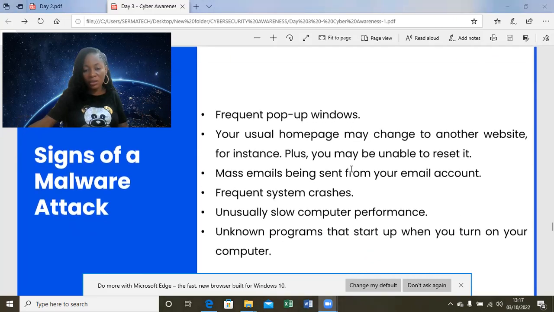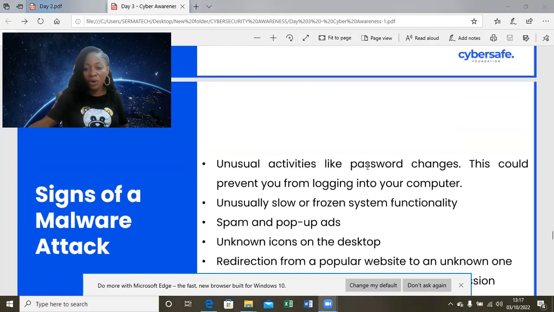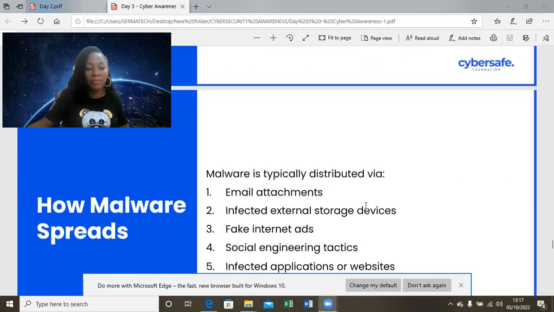So when you see it, you need to ask for help immediately. Unusual activities like password changes, this could prevent you from logging into your computer. Unusually slow or frozen system functionality, spam and pop-up ads, unknown icons on the desktop, redirection from a popular website to an unknown one, new files or folders created without your permission.